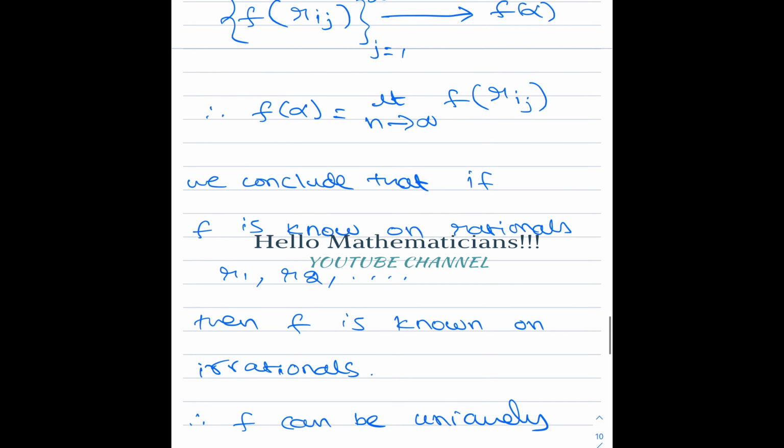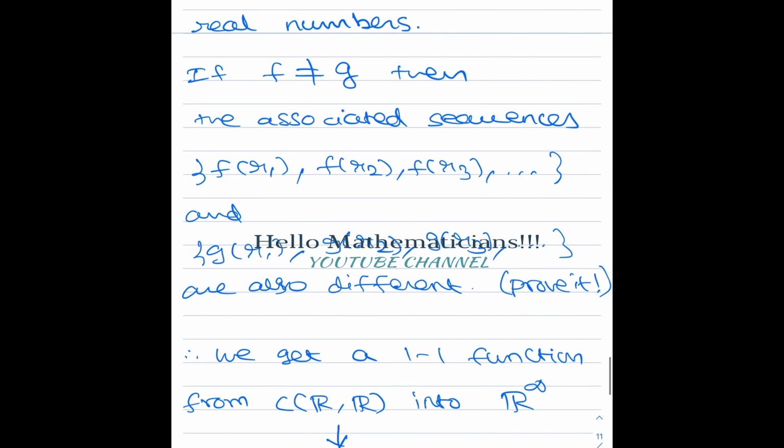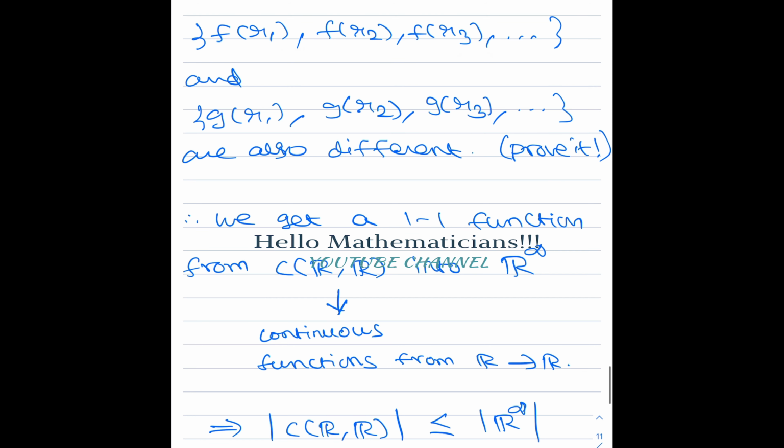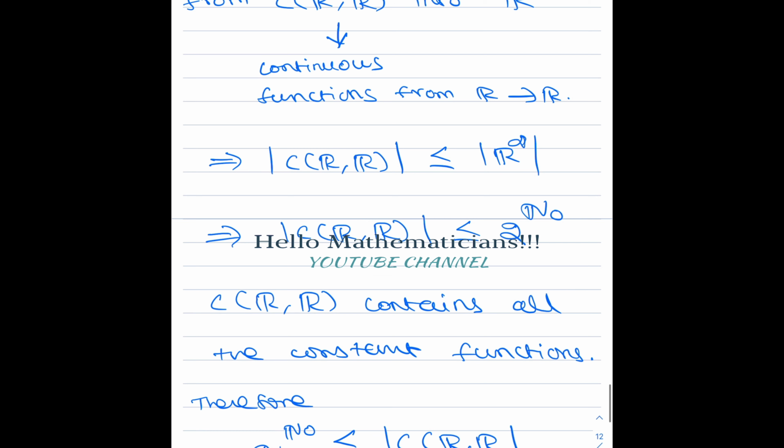Now what we have done is, any continuous function we thought of as a real sequence, and therefore this gives a map from continuous functions to sequences, and it is a one-one function. Therefore, for the cardinality of C(R, R), continuous functions from R to R: once you have a one-one function from here to here, this set has cardinality less than or equal to that set. Therefore cardinality of C(R, R) is less than or equal to 2 power aleph naught.